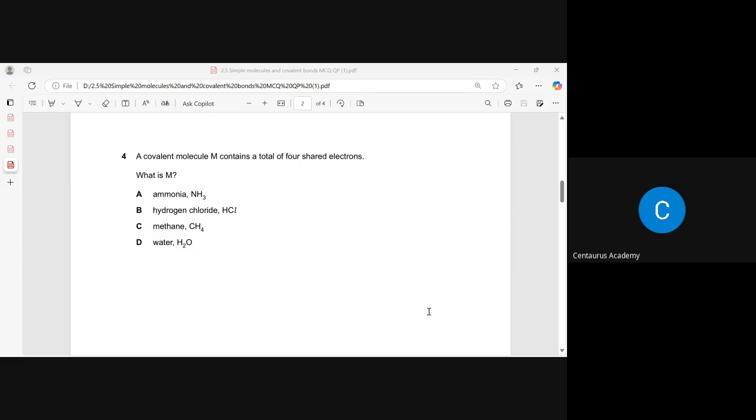How will CH4 have four shared electrons? CH4, Ryan, has 4 shared pairs of electrons. 4 shared electrons means 2 pairs. Hydrogen chloride has only 1 pair. Ammonia molecule has 3 different covalent bonds. Methane has 4 different single covalent bonds, and water molecule has 2 single covalent bonds, oxygen and hydrogen. Okay, yes. Moving on to the next one.